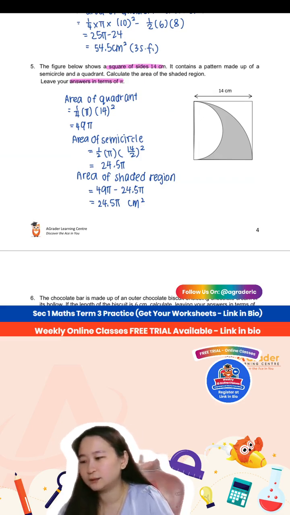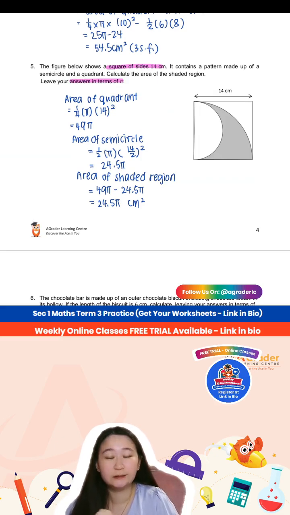Yep, the top right is a quadrant. So inside a square, there's a quadrant. And inside the quadrant, there's a semicircle for question 5.